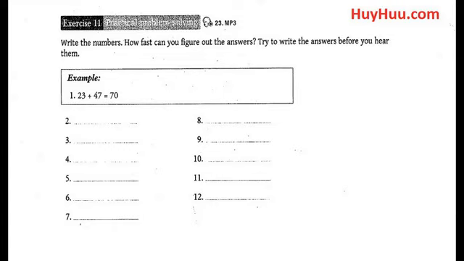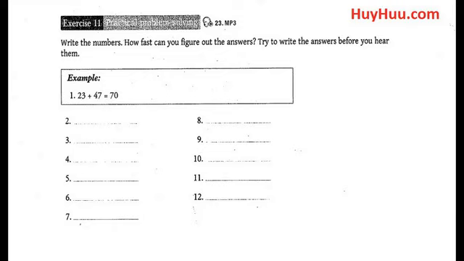Number 7. What is 28 divided by 7? What is 28 divided by 7? The answer is 4. Number 8. What is 6 goes into 54? What is 6 goes into 54? The answer is 9.